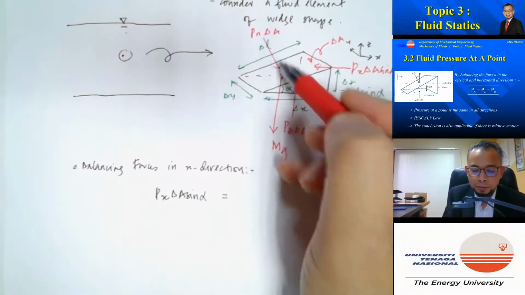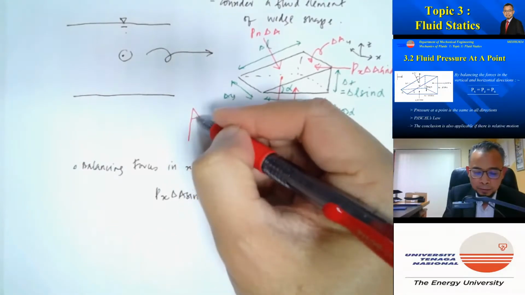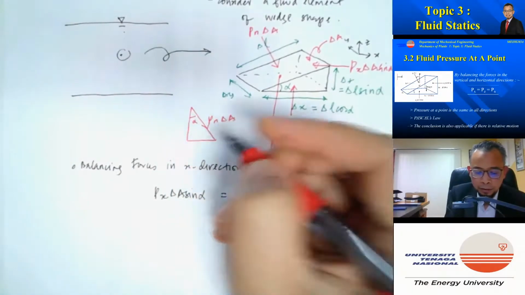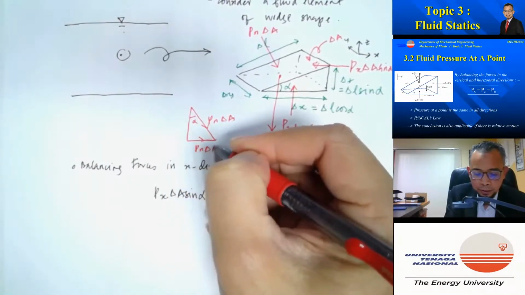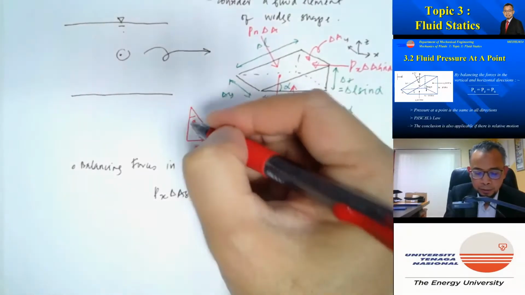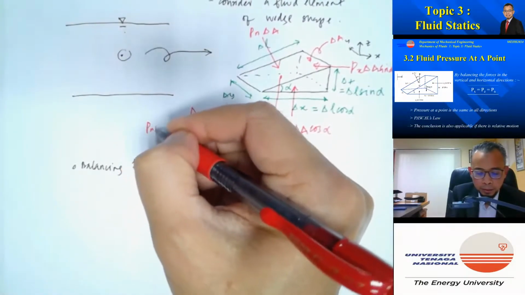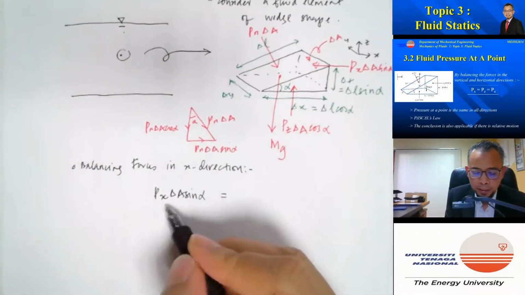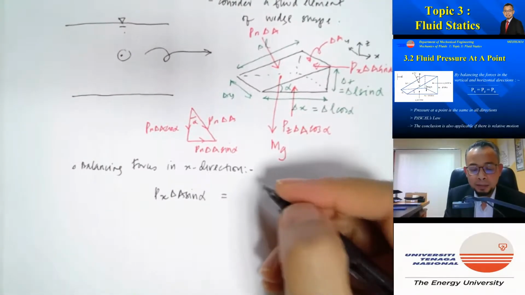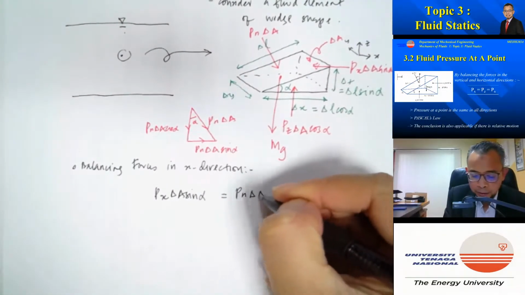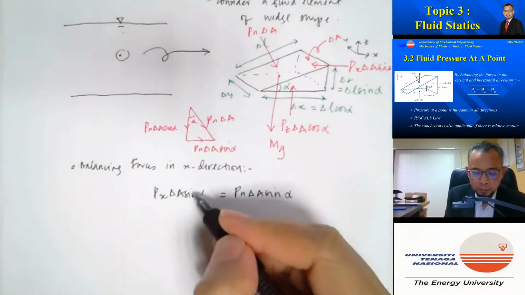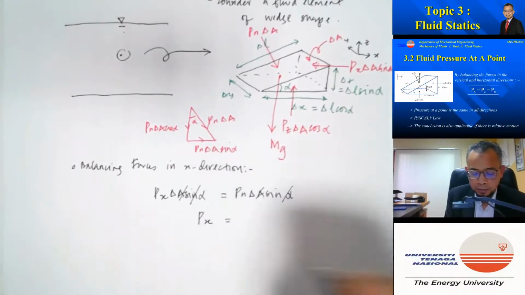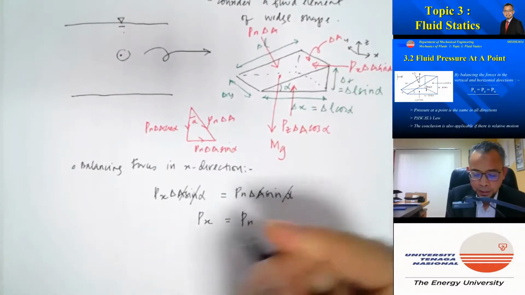So if we draw the force triangle for that, this is alpha, and this is Pn delta A acting that way. So this is Pn delta A sine alpha, and this is Pn delta A cos alpha. So in the x direction, Px delta A sine alpha is exactly balanced by Pn delta A sine alpha. So sine cancels and delta A cancels. So here we can write Px is equal to Pn.